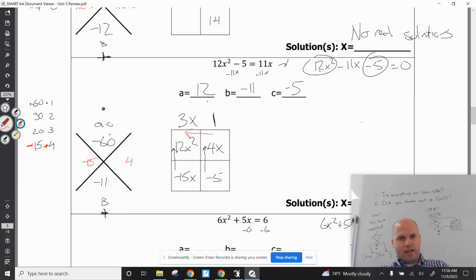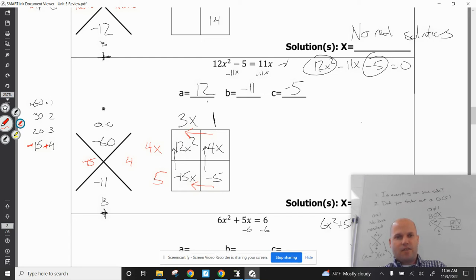12x squared and 4x: 4 goes into both, and they both have an x. 3x and 4x, does that multiply to get 12x squared? Yes. 4x and 1, does that multiply to get 4x? Yes. These are the things we're checking here. Now, negative 15x and negative 5. Seeing both of those negatives makes me think I need a negative 5. Let's say you put a positive 5 here. Well, it doesn't work. 3x times 5 is not negative 15.